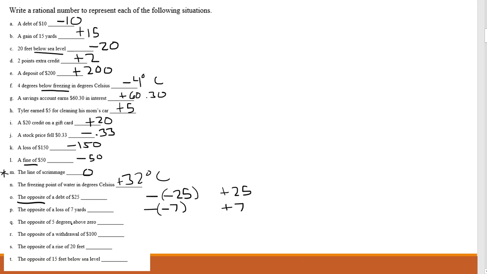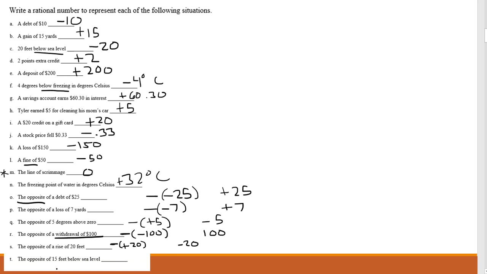The opposite of 5 degrees above 0. Okay, so if we're 5 degrees above 0, and then we do the opposite of that, the integer would actually be a negative 5. The opposite of a withdrawal of $100. Okay, so if it's a withdrawal of $100, that's going to be negative 100. And then the opposite of a negative 100 would be a positive 100. The opposite of a rise of 20 feet. So if it's a rise of 20 feet, that's going to be positive 20. But then the opposite of positive 20 would actually be a negative 20.